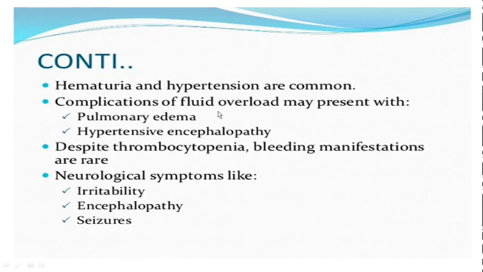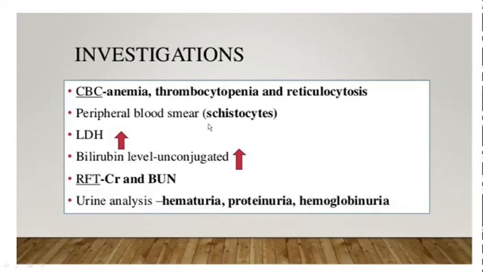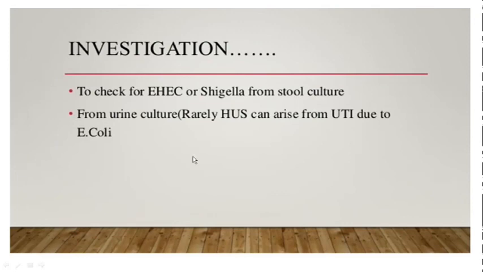Complications of fluid overload may be there, in the form of pulmonary edema and hypertensive encephalopathy. Despite thrombocytopenia, very importantly, bleeding manifestations are rare. Neurological symptoms can be there in the form of irritability, encephalopathy, or seizures. On peripheral smear, you will find schistocytes, increased LDH, and increased indirect bilirubin because of the hemolysis. Creatinine and blood urea nitrogen may be increased. On urine analysis, you might have hematuria, proteinuria, and hemoglobinuria, and you should check for Shiga toxins from the stool culture.